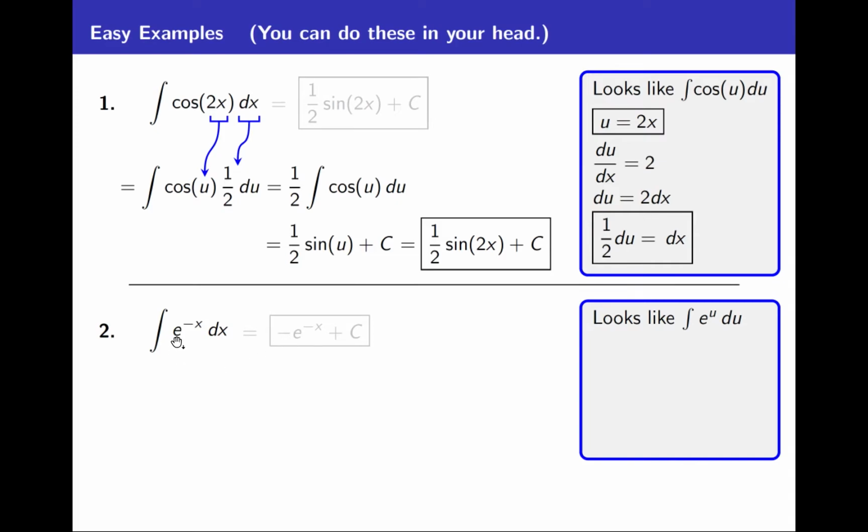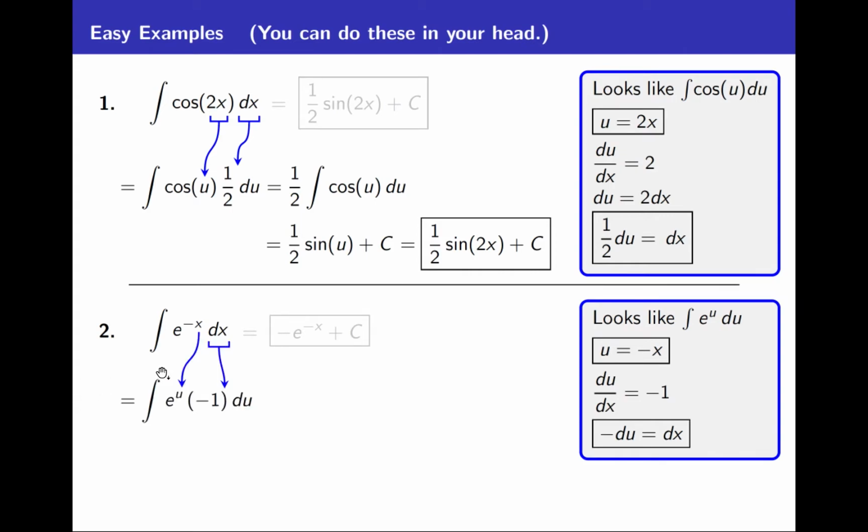With substitution, you look at this integral and say, it looks a lot like the integral of e to the u du, which we have an integration formula for. But the u would be equal to negative x. So u equals minus x, du dx equals minus 1. Multiplying both sides by minus dx, we get minus du equals dx. So this dx that's right here, it's equal to minus du.